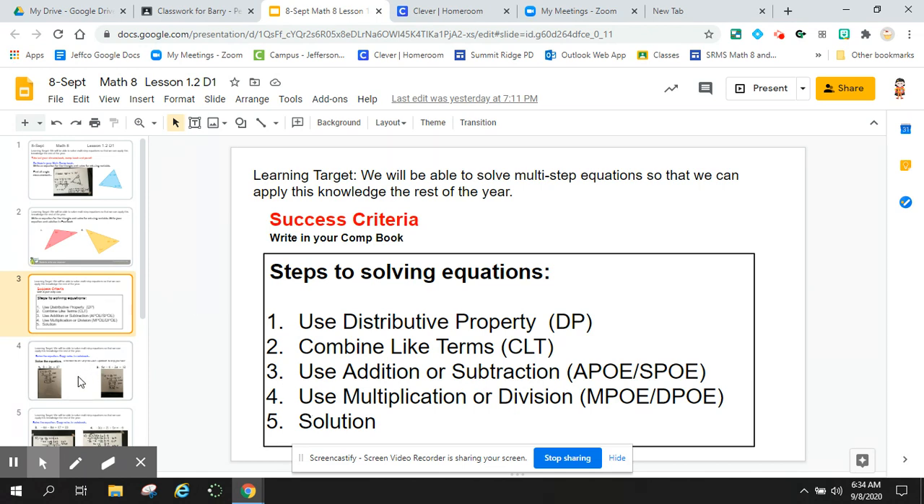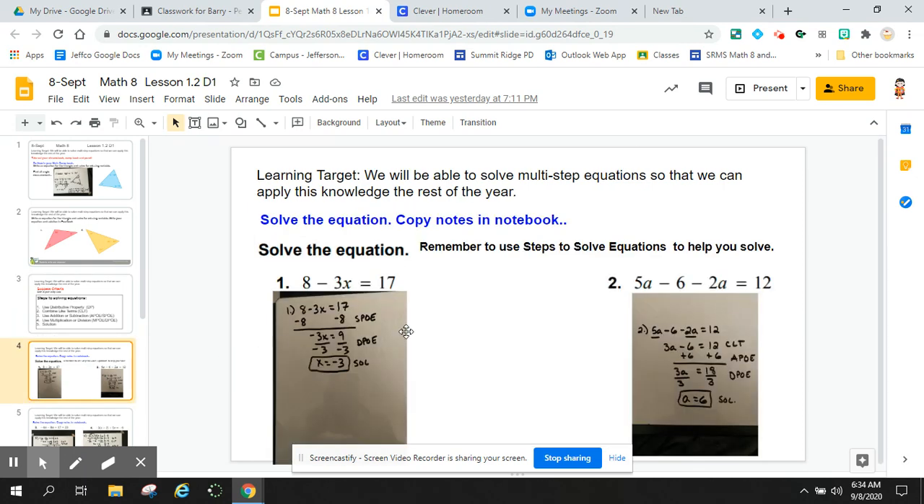So now on this next slide, on slide 4, you're going to see these properties of equalities. So I have 8 minus 3x equals 17. I wrote it down on my whiteboard. 8 minus 3x equals 17. First thing I want to do is, I don't see parentheses, so I can't distribute. I don't see any like terms, so I've got to go to the addition or subtraction.